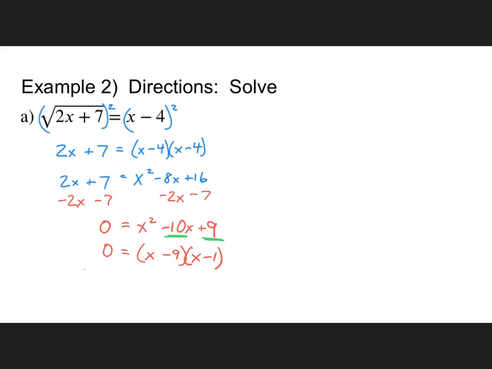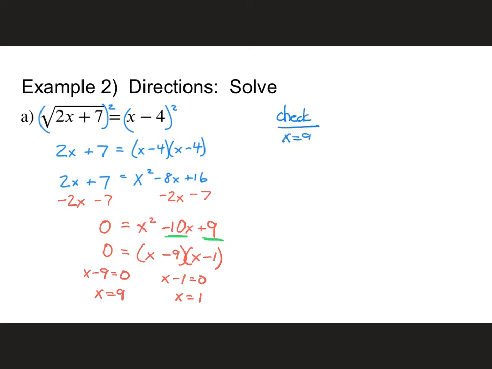Just like before, I set each one of those factors equal to 0 and solve them individually, and I get x equals 9 and x equals 1. It is extremely important, and I can't stress this enough, especially when you have variables on both sides of the equation, one outside the radical and one underneath the radical, that we check these solutions. I cannot emphasize that enough.